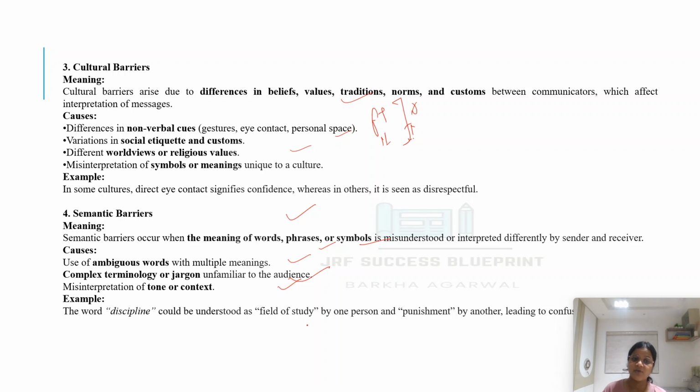For example, the word discipline could be understood as a field of study by one person and punishment by another, leading to confusion. Suppose I'm using the word discipline. Discipline can be a field of study, right? And some other person can understand it as punishment, like you don't have discipline, please maintain discipline. So this can also create semantic barriers.